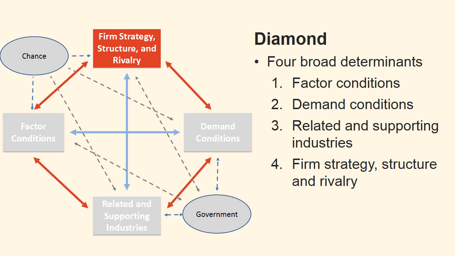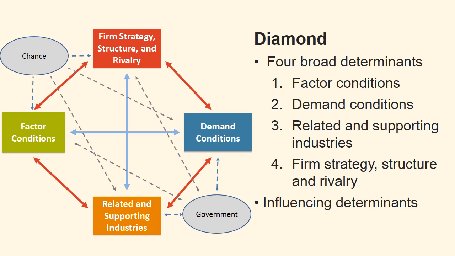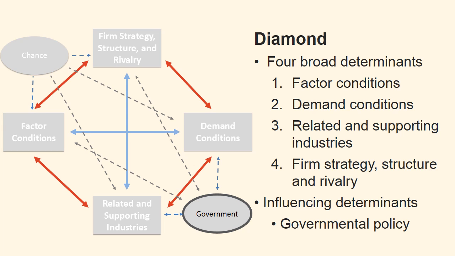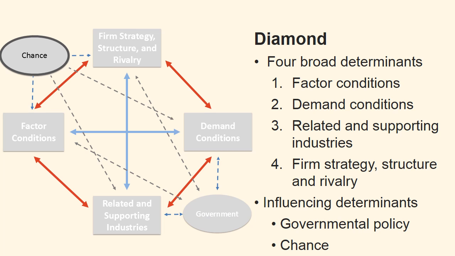The model also pointed out that there are 2 additional determinants that influence the 4 main determinants. These are governmental policy and the role of chance events. Now follows the definition of each determinant.